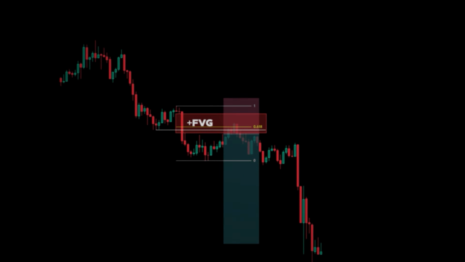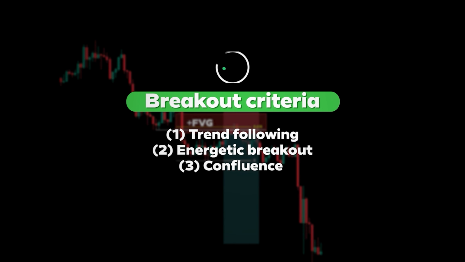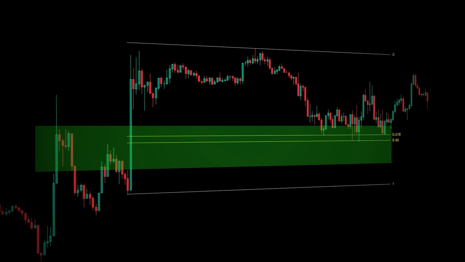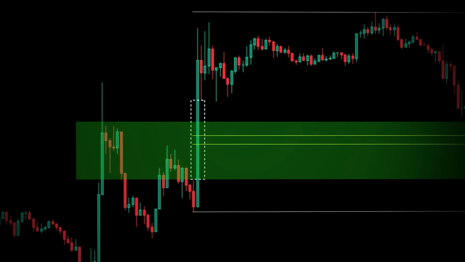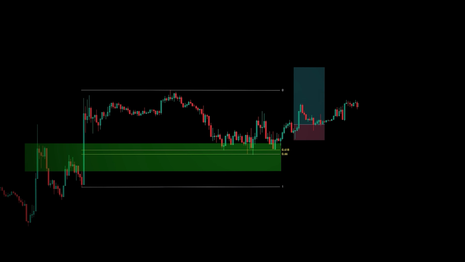The break and retest strategy offers a structured approach to trading breakouts, giving you a higher probability setup. By focusing on key levels, waiting for confirmed breakouts, and managing your trades carefully, you can increase your chances of successful trading. That's the whole video, guys.